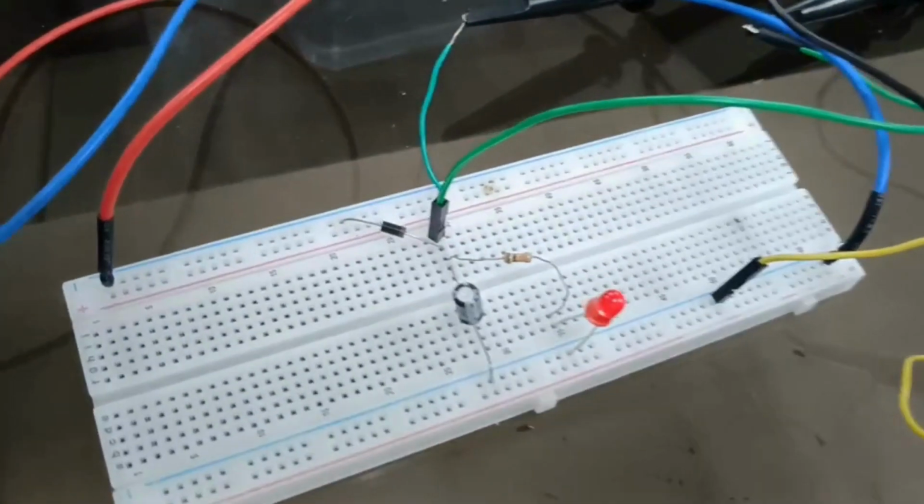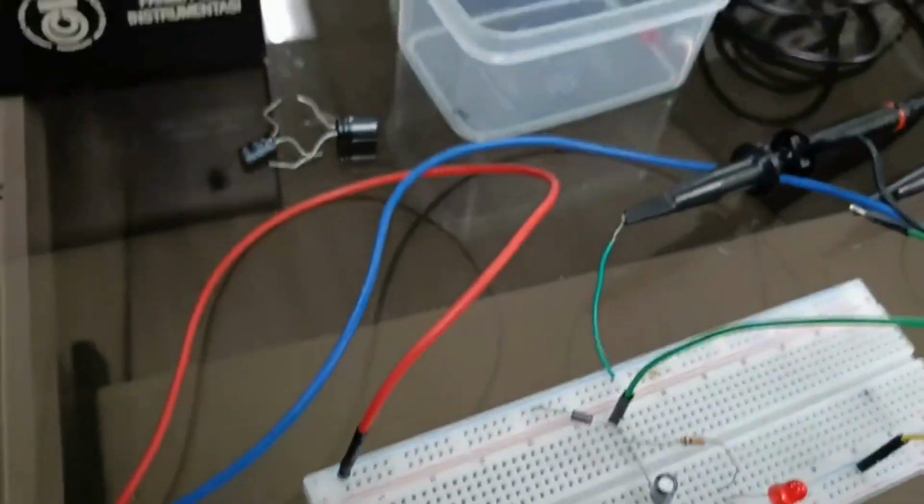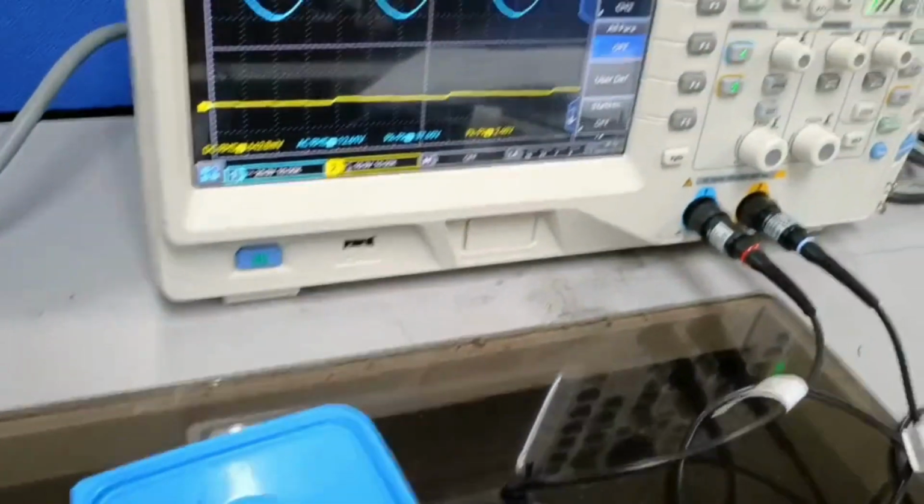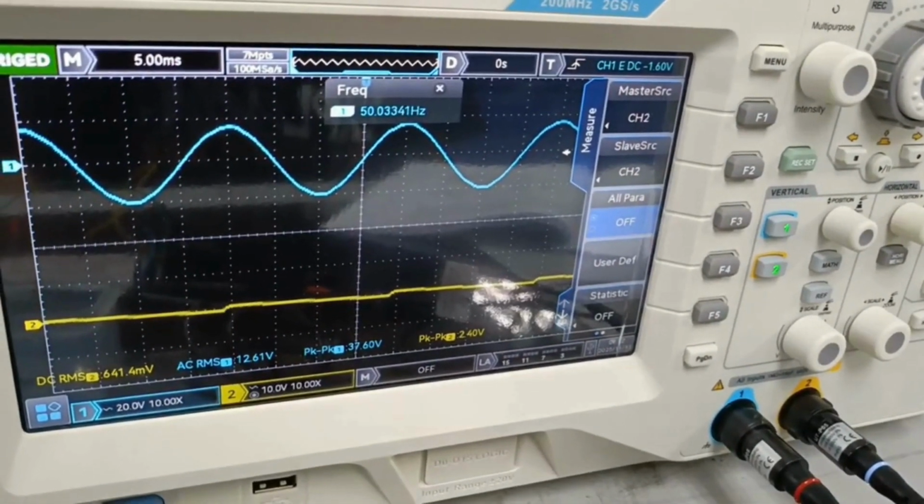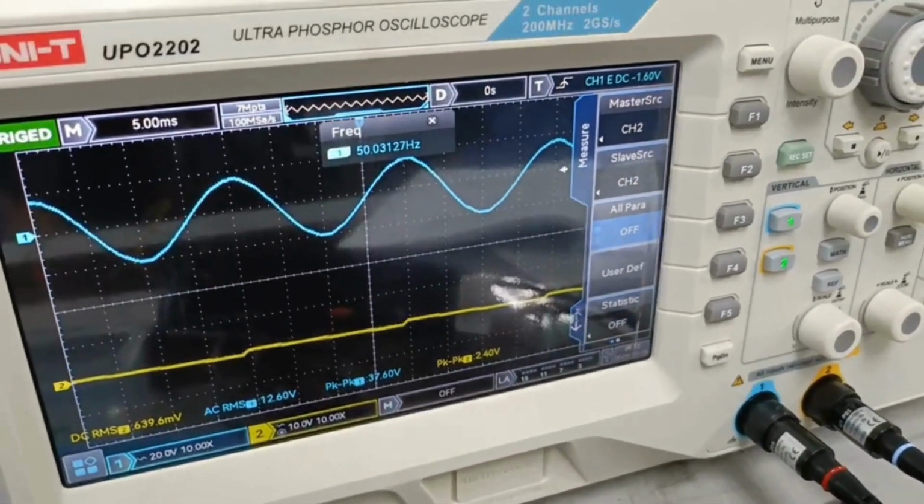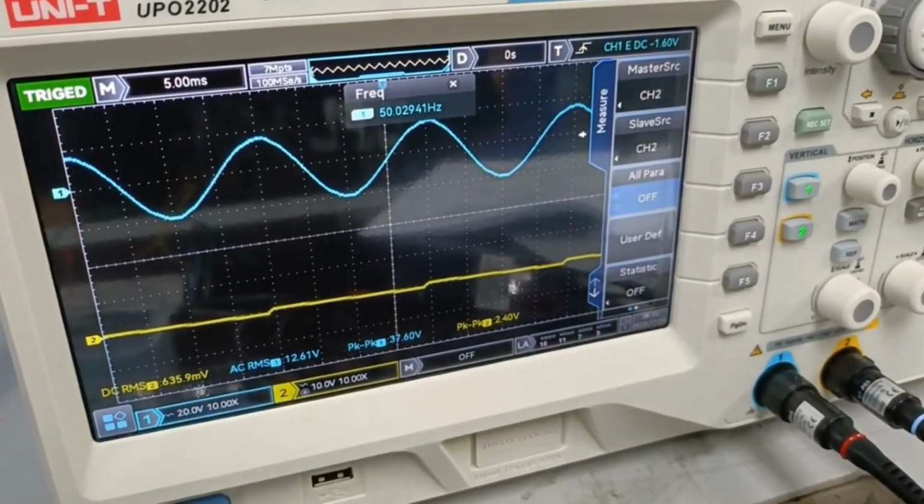For part 2, which is half-wave rectifier with filter, capacitors with 22, 47 and 100 microfarad were added across the output. The effects on output voltage, ripple, waveform shape, and LED brightness were observed using the oscilloscope.